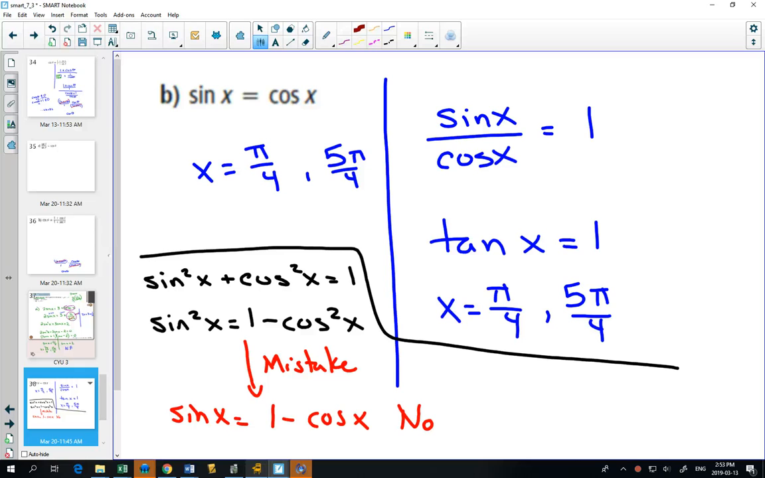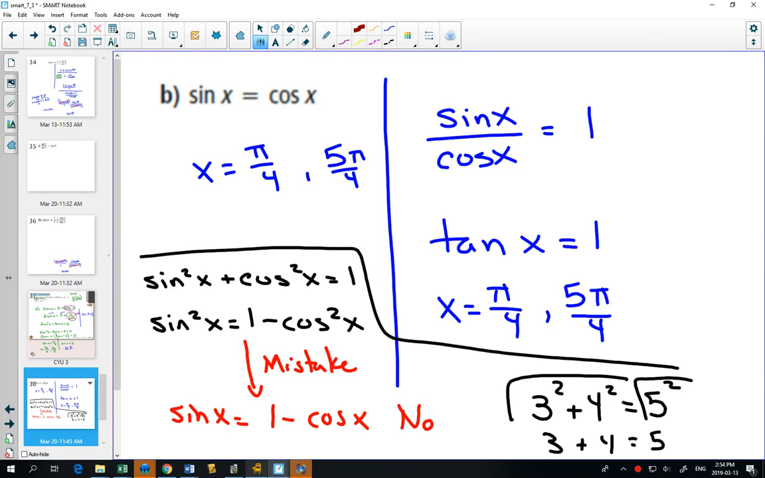Would you agree that 3 squared plus 4 squared equals 5 squared? That's true. That's a true statement. If you square root everything, is 3 plus 4 equal to 5? No. Okay? When you square root, you have to square root the whole side. But you're not allowed just to square root individual things. That's not true.